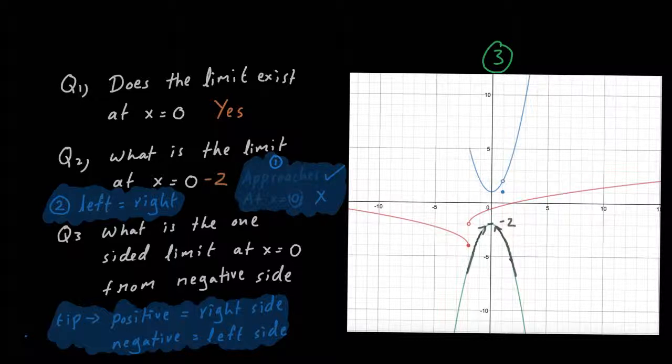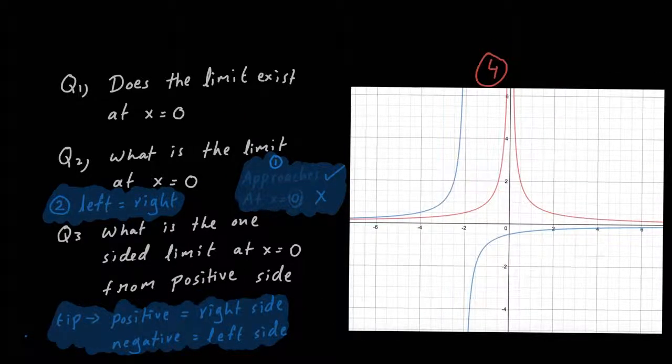What is the limit at x equals 2? Minus 2. What is the one-sided limit at x equals 2 from the negative side? We can see that it is negative 2. So negative 2 is your answer.